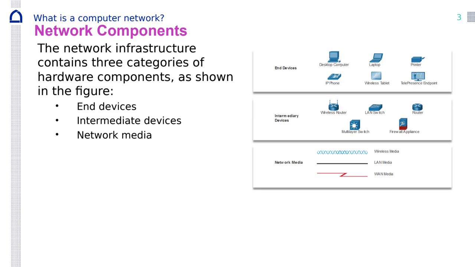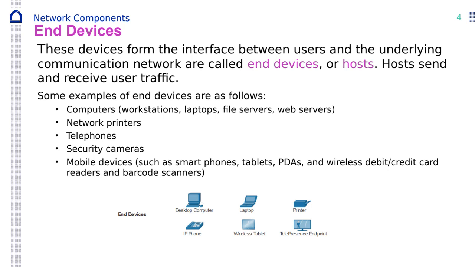These are the different types of cables you see here. We have WAN media cable. This is the symbol. We have LAN media and we have wireless. This is the symbol in Packet Tracer, by the way. End devices can be computers, network printers, security cameras, mobile devices.